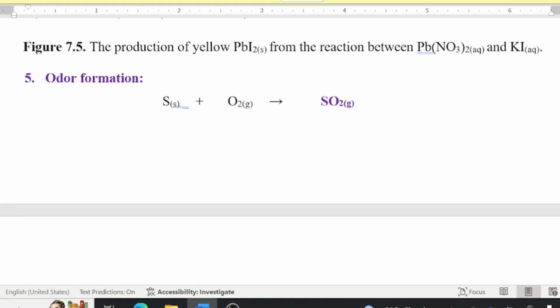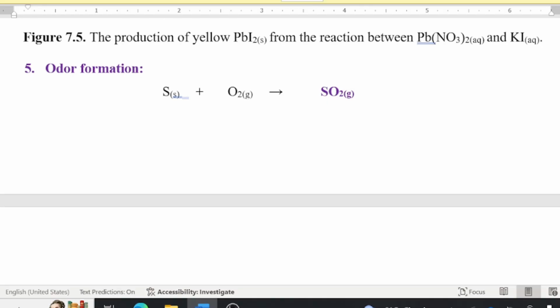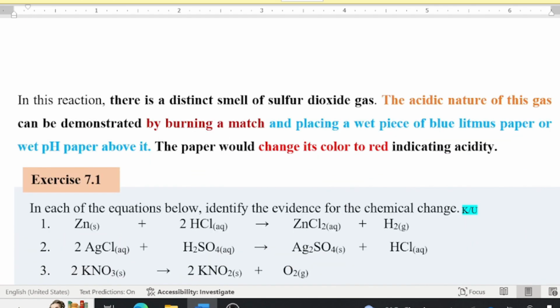If I burn sulfur in oxygen, you get sulfur dioxide. If you burn a match, for example, you can smell sulfur dioxide. Okay? If you want to go further, when you burn a match and you want to check the nature of the gas, you can see the acidic nature of the gas.